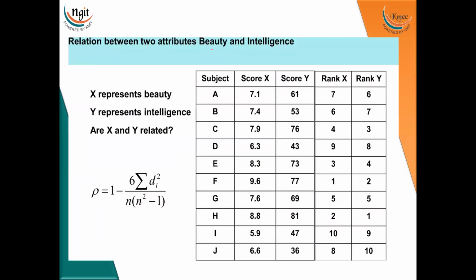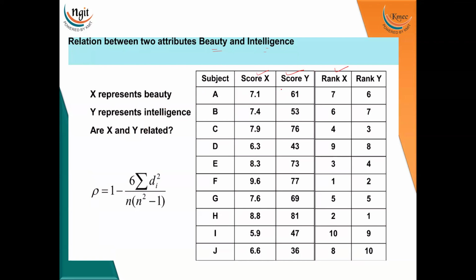There are two attributes, let us say beauty and intelligence. X represents beauty, Y represents intelligence. Are they related? Are X and Y correlated? Let us find out using this Spearman correlation coefficient. But first, let us represent in the form of a table what these X values and Y values are. Then rank these X values.